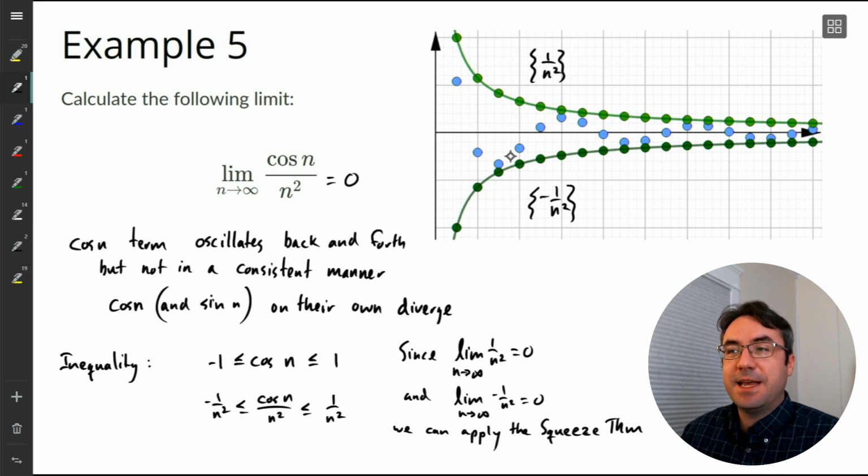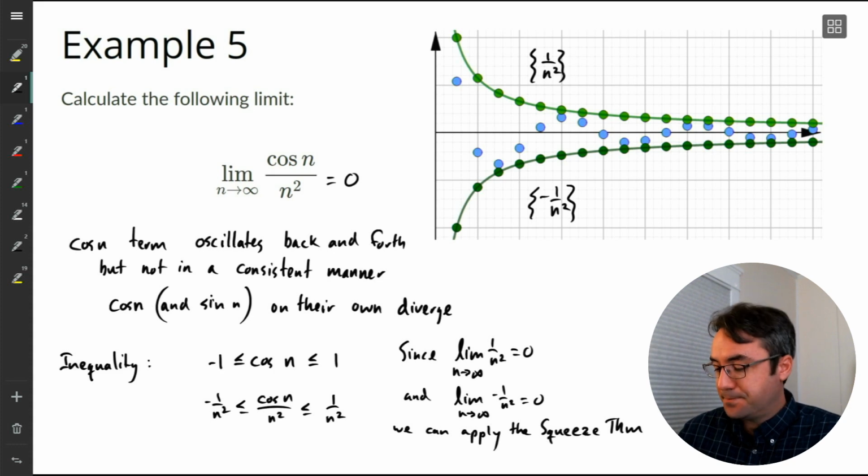So you can see it's oscillating back and forth like cosine does, but it's stuck in the middle. And so what's happening is the terms on the top, the terms on the bottom are all getting closer to 0. They're approaching this horizontal line y equals L, or y equals 0. And as they're getting closer and closer, all of our cosine n over n squared terms, they're stuck there in the middle, so they have to approach 0 as well. So they're squeezed. It's being squeezed to that limit of 0.